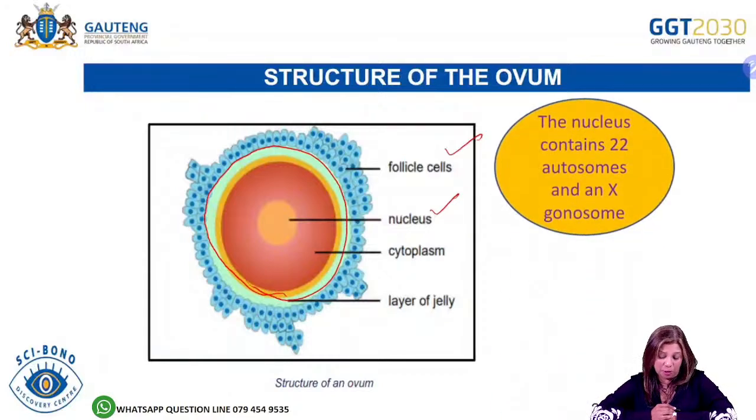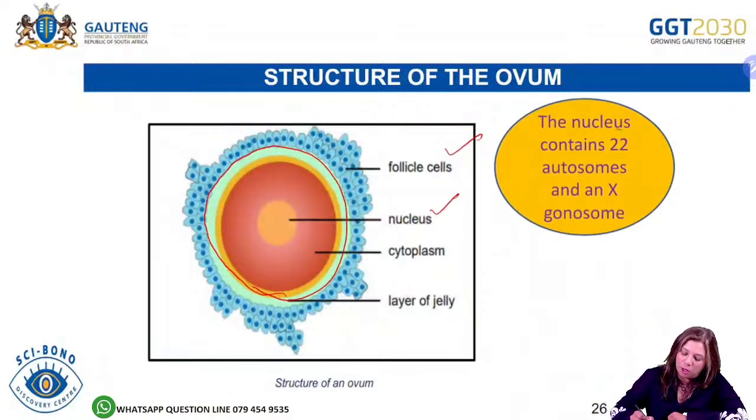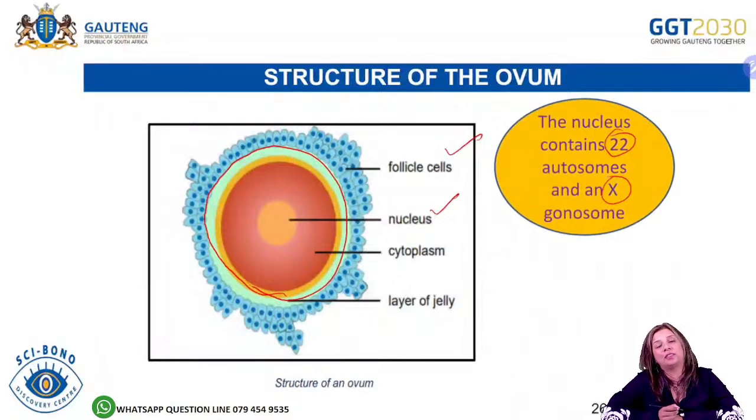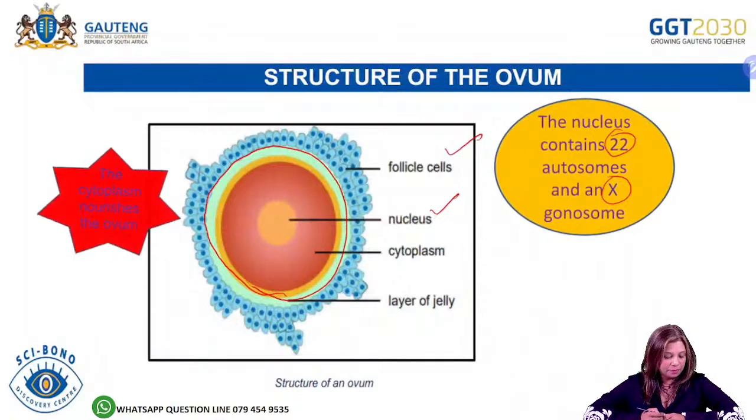So what we need to remember, all these pop-ups are exam tips, guys. The nucleus has 22 autosomes and an X gonosome, okay? It is an X gonosome. Remember, when we did the male, we had an X or Y gonosome, but in the female, we have an X gonosome. And then the cytoplasm nourishes the ovum.